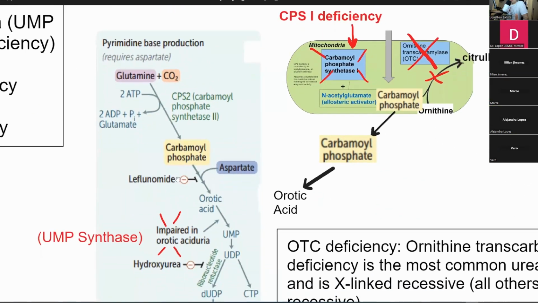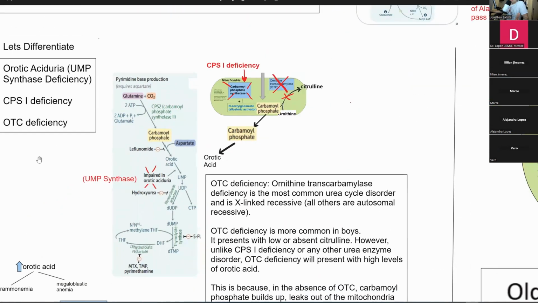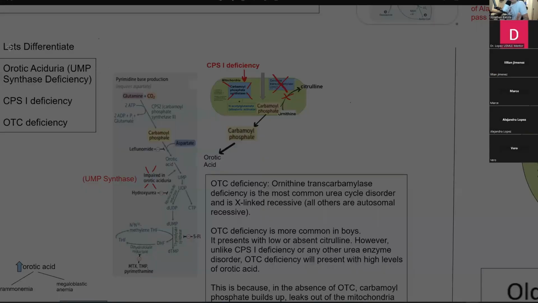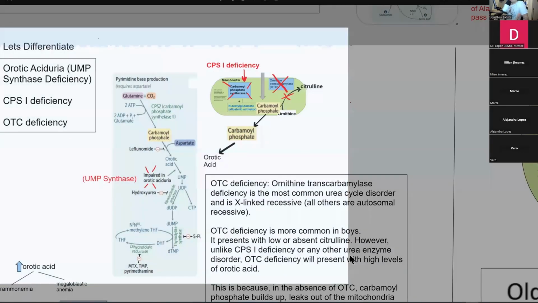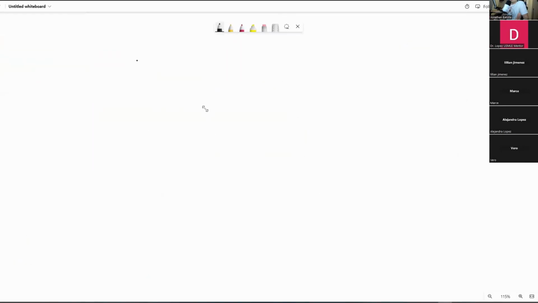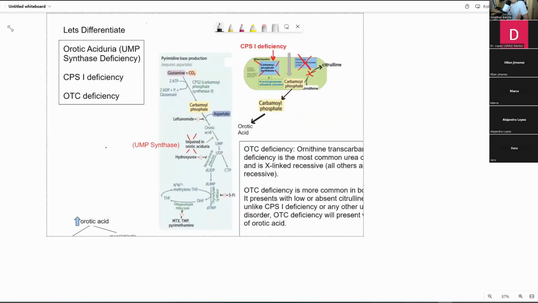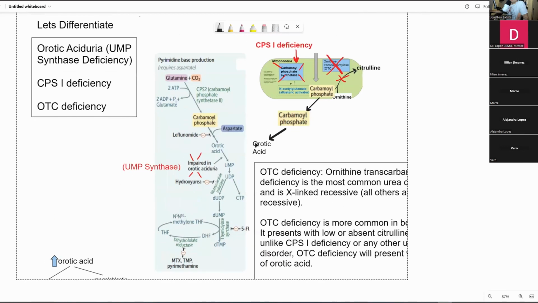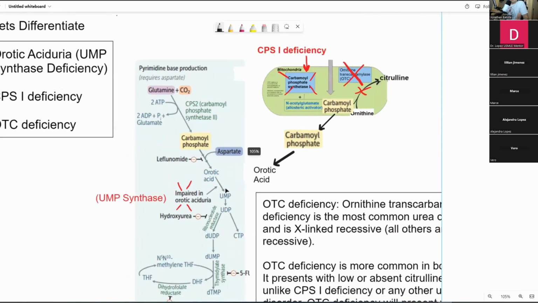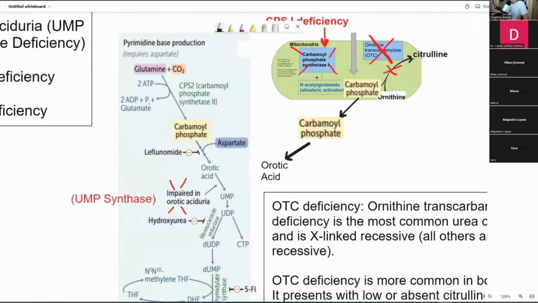But there's a problem, and let me write all over it so it can make sense. I'm going to screenshot this and we'll put it on the board. Let's talk about this. Here comes the problem. If you are deficient in this enzyme right here, UMP synthase, then you're going to build up higher levels of orotic acid. They call this orotic aciduria.